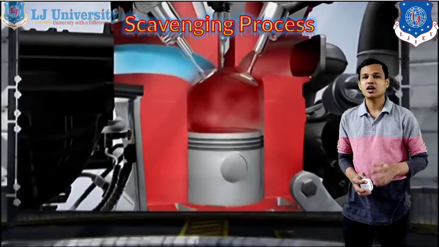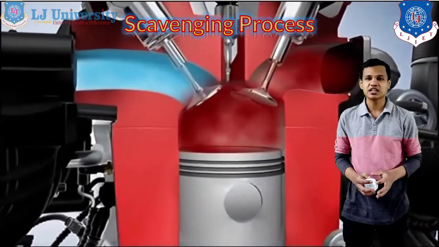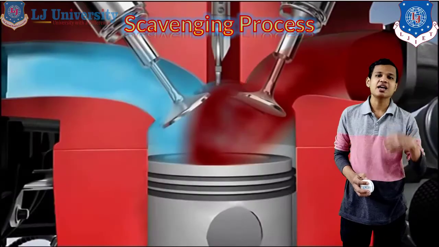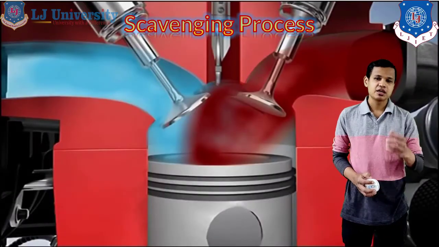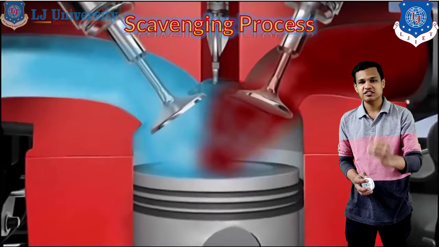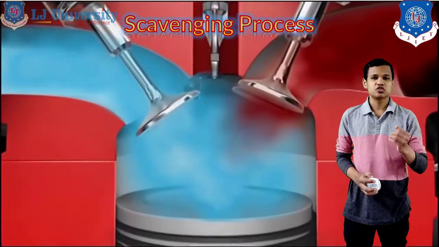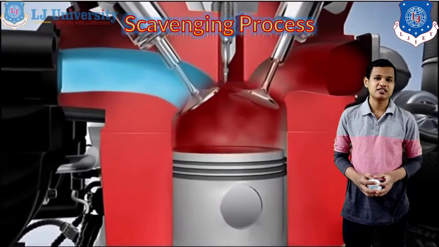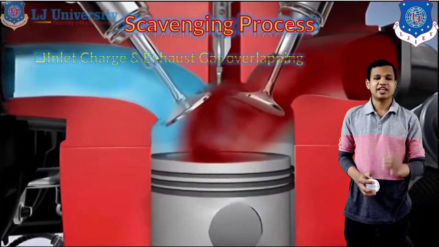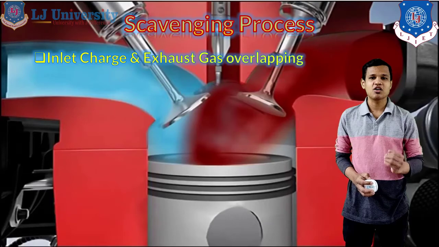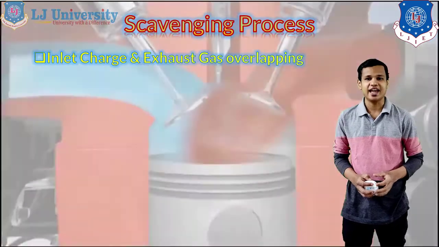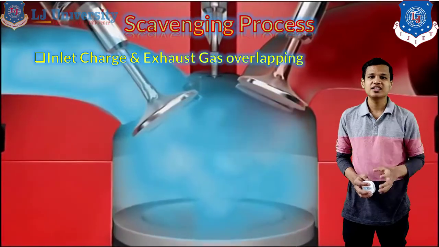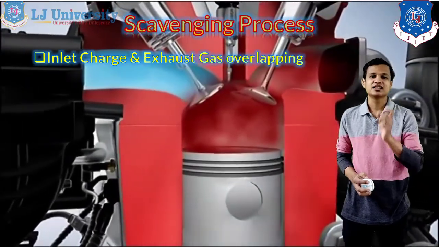So when the fuel comes into the cylinder head, what will the pressure of the fuel be? It will be higher than atmospheric pressure, because the fuel is pressurized below the piston. This is how simply the scavenging process works. It is required because the inlet charge and exhaust gas are overlapping, right? Both the ports are open at the same time.